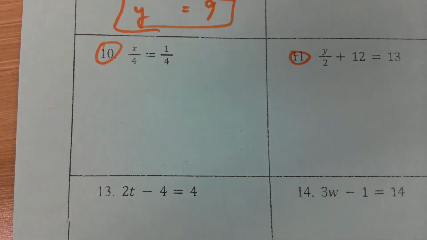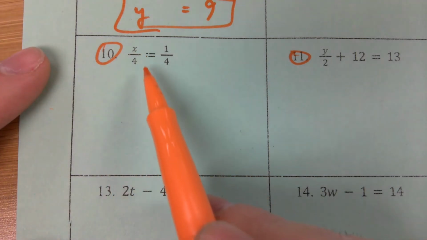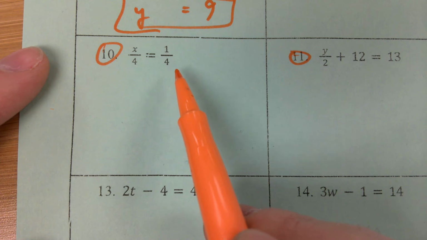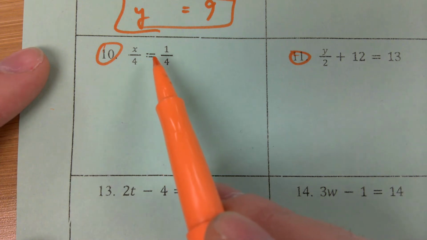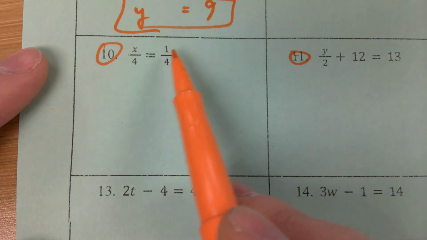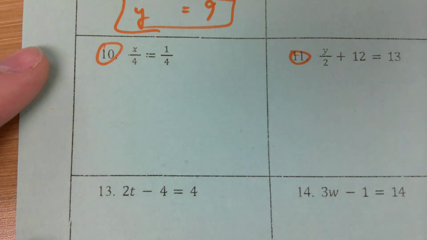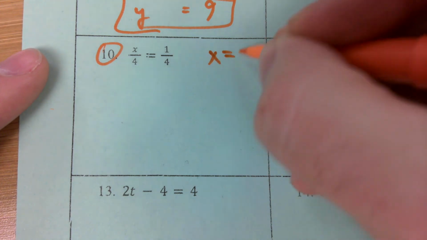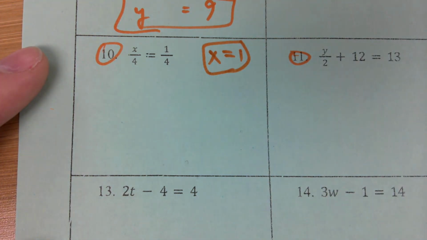If we just want to solve this problem logically, we can do that pretty easily, right? Blank over 4 equals 1 over 4. Well, an equal sign is like a mirror. So if the denominators match up, the numerators are going to have to match up as well if they're equal to each other, right? So we know right away that x is equal to 1 just by looking at this.